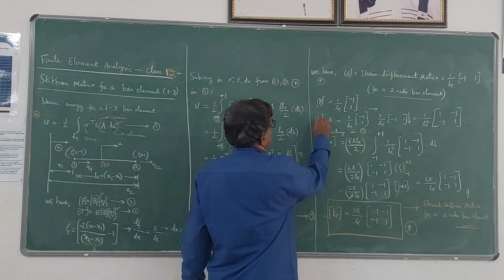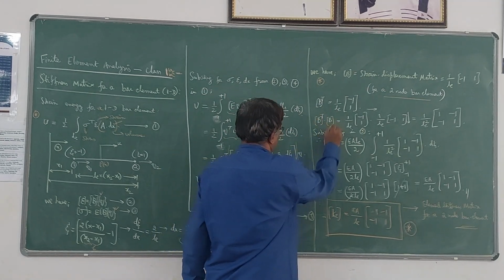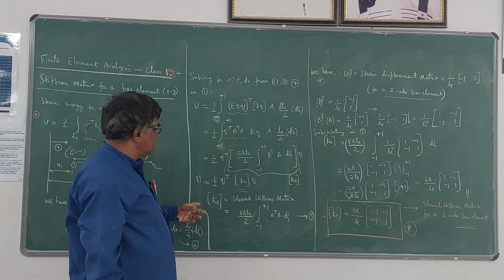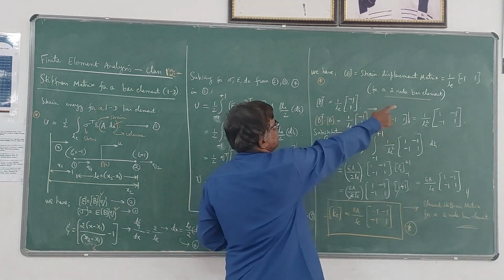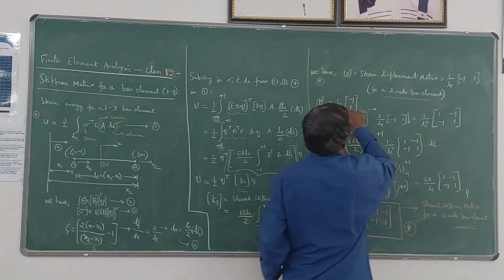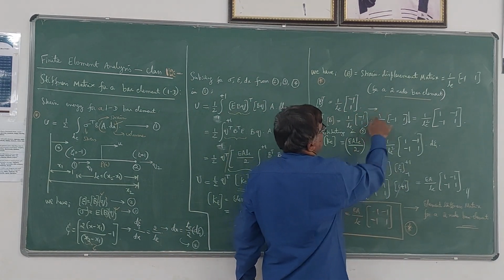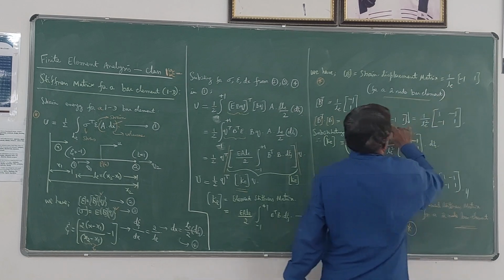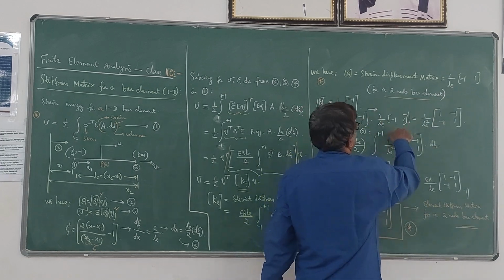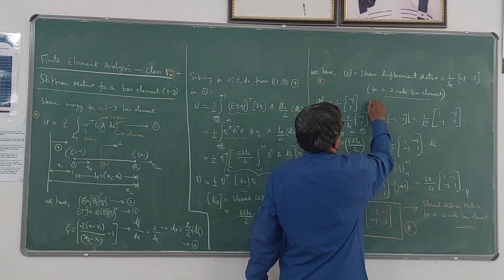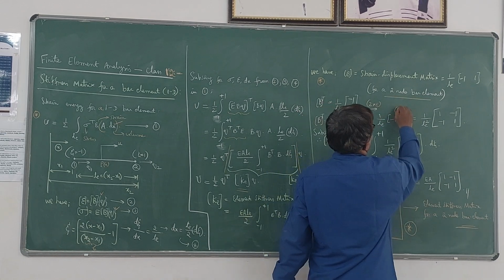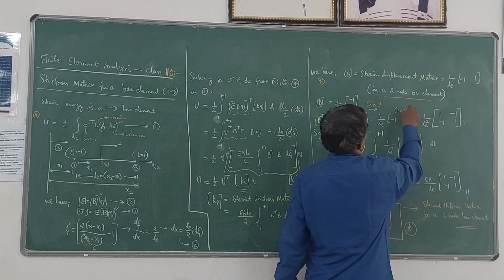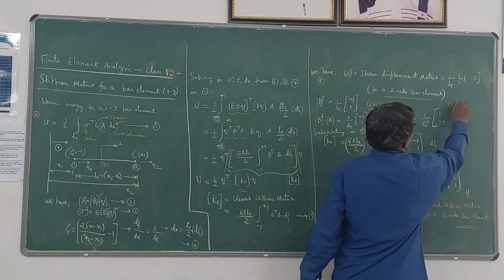Now, if you multiply this B transpose by B, which we require here, B transpose is this 1 by LE into -1, 1, and B is this 1 by LE into -1, 1, like this. So if you multiply, this is a 2 cross 1 matrix and this is a 1 cross 2 matrix. If you multiply, you will get a 2 cross 2 matrix.